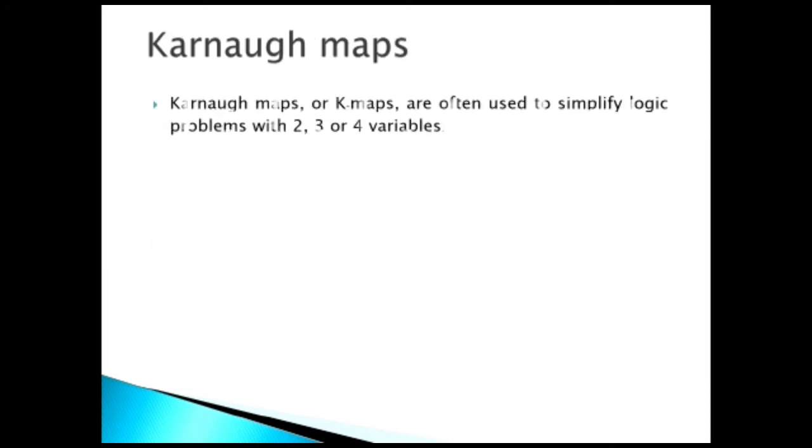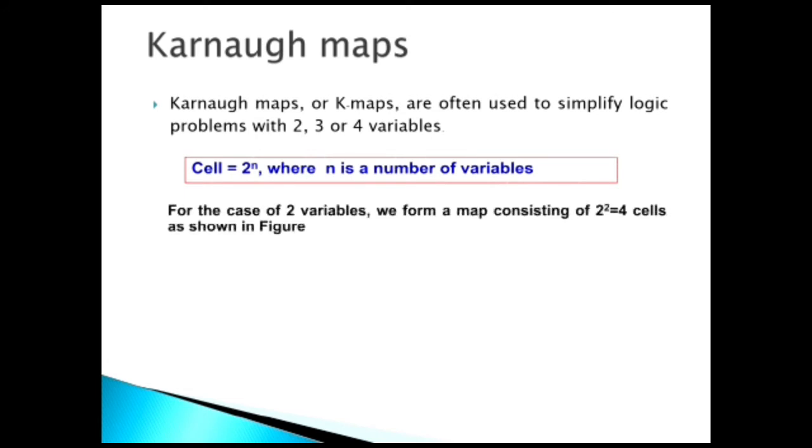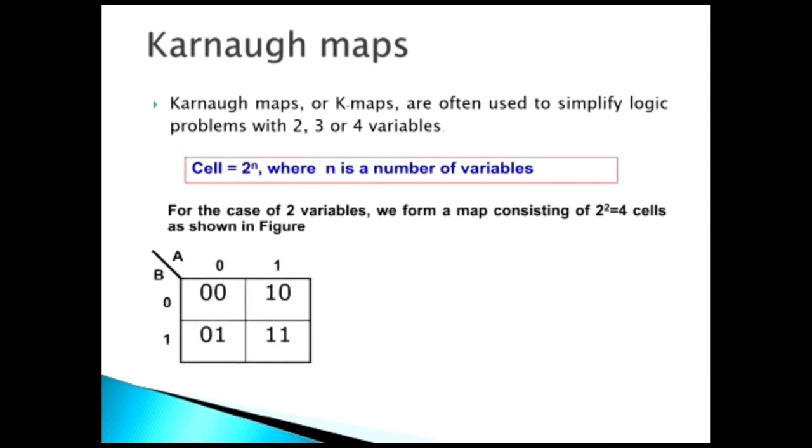Karnaugh maps or K-maps are used for n number of variables. Generally, it is used to simplify logic problems with 2, 3 or 4 variables. The number of cells in the K-map can be calculated as 2 raised to the power n, where n is the number of variables. The cells are normally denoted in the K-map like this figure.